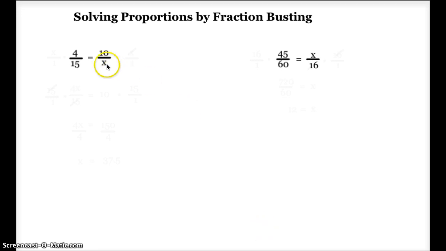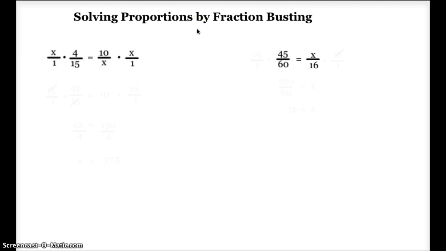My first example is 4 divided by 15 is equal to 10 over x. The way I'm going to solve this proportion is I'm going to multiply both sides of the proportion by each of the denominators. In this problem, my denominators are 15 and x. So let's eliminate the x in the denominator of the right ratio by multiplying by x over 1. But if I multiply the right side by x over 1, to keep the equation balanced, I need to multiply the left side by x over 1.